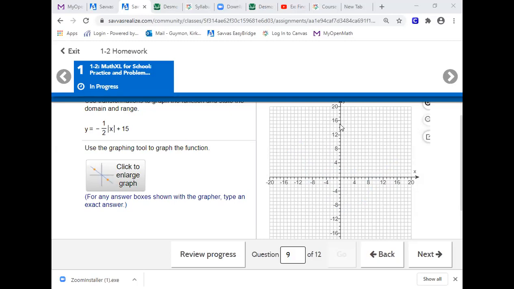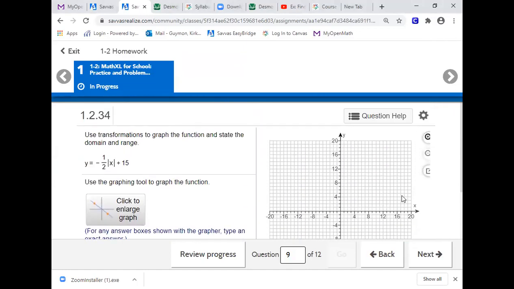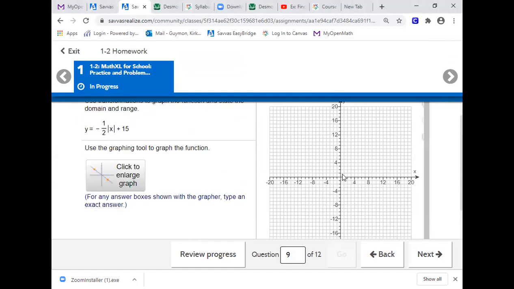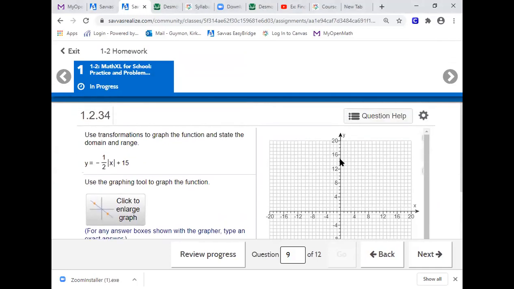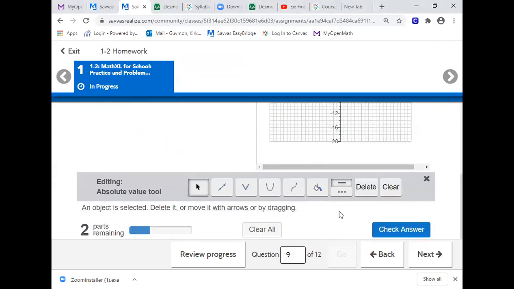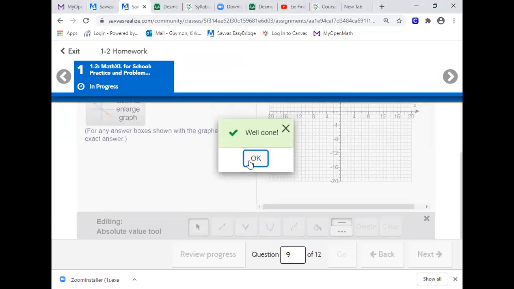That 15's right there. Is there a way to zoom in on this at all? I'm afraid I'm going to get this in the wrong spot. Let me get out of that. Oh, thanks. Did that once. And then my slope of 1/2 right there. Woo. Thanks for the help. Well done.